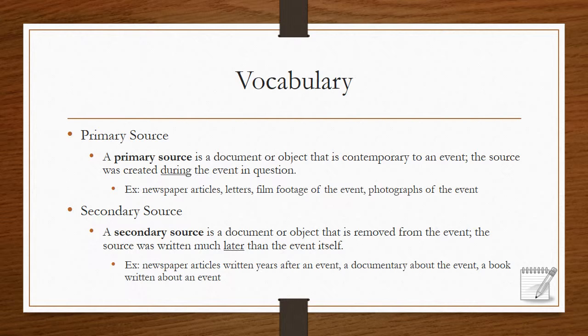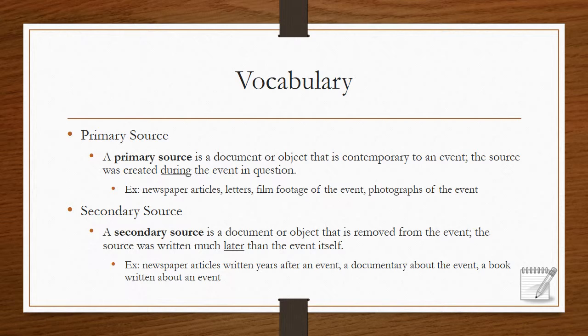Okay, now here are the definitions of our new vocabulary words. Primary source. A primary source is a document or object that is contemporary to an event. The source was created during the event in question. For example, newspaper articles, letters, film footage of an event, or photographs of an event.